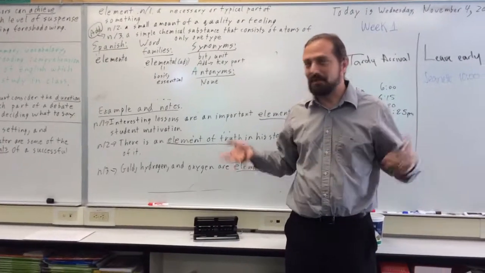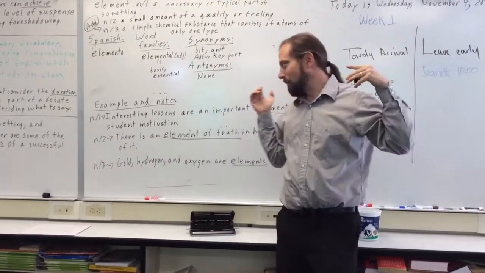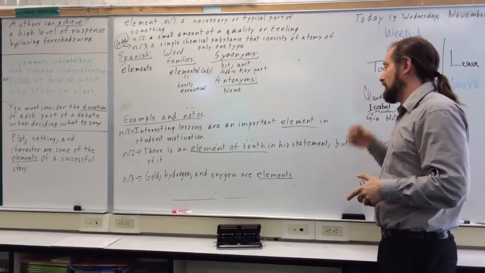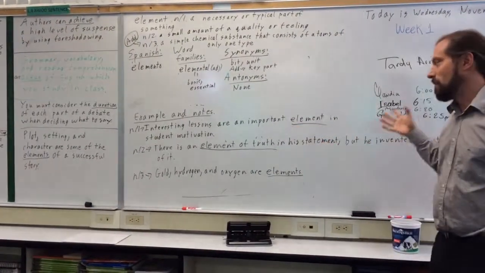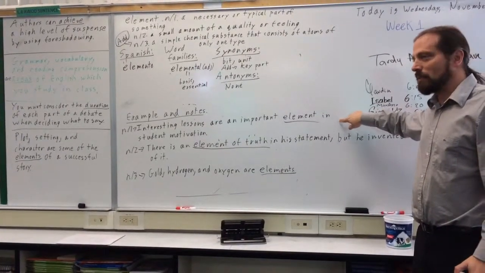If you don't have those things, you can't really call it a house. And you need a roof, and you need walls, right? I guess that's the basic thing that you need. So those are elements in building a house. You need those things, basic parts. So I put an example here: Interesting lessons are an important element in student motivation.